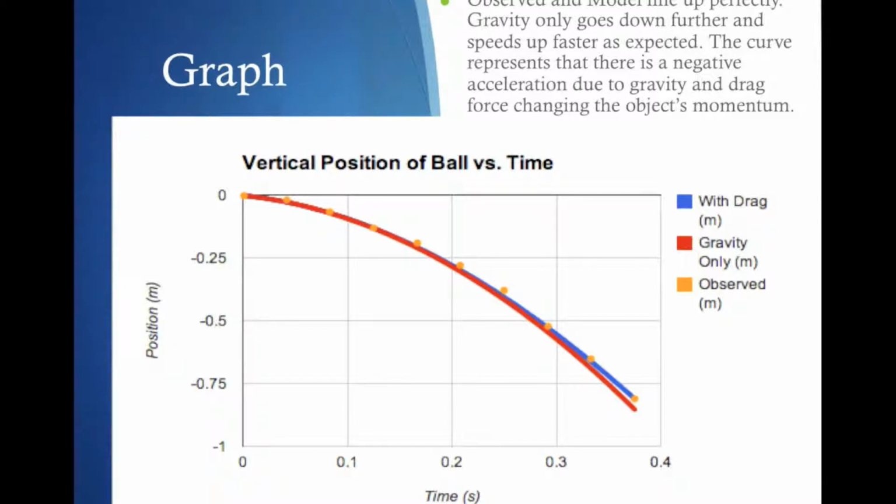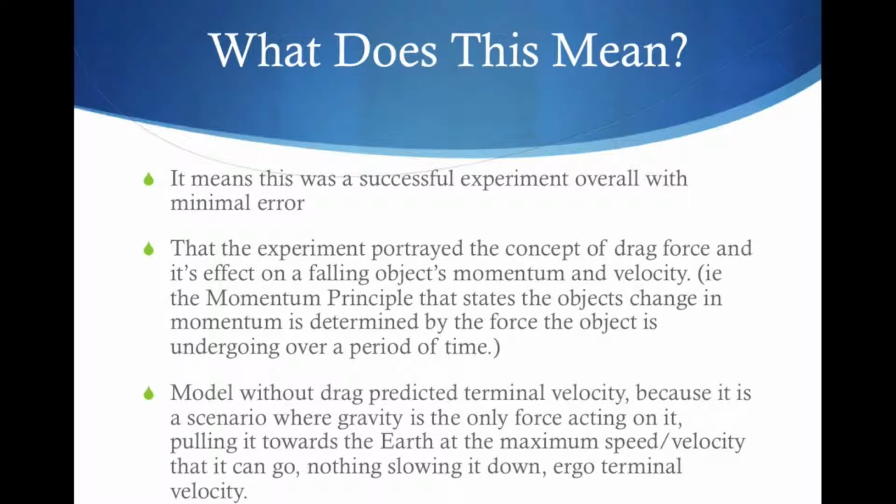There's a curve in it. It's not a straight line like the last lab. So there's acceleration. It's not just a constant velocity. So what does this mean? It means that overall it was a pretty successful experiment. Everything seemed to line up. It followed Newton's second law and the momentum principle, that an object's change of momentum is determined by the force the object is undergoing over a period of time.